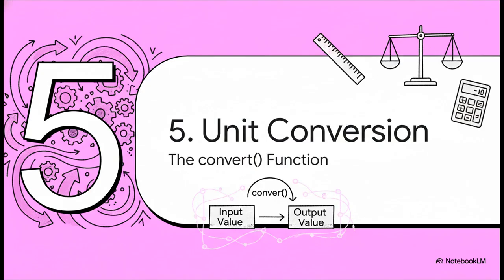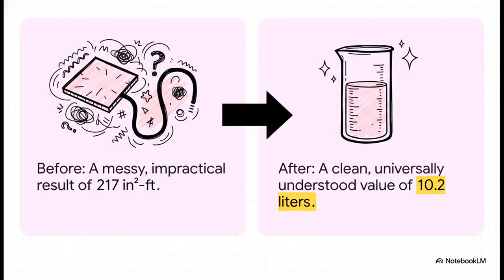And this is where we level up. This is where we go from just fixing errors to actually mastering the units in EES. We don't just want an answer that's technically not wrong. We want a result that's meaningful, professional, and easy to understand. And for that, EES has one beautiful, incredibly simple function that makes it all possible. This is the transformation we're talking about. We're going from this messy, bizarre 217 inch squared feet to a clean, standard, professional-looking 10.2 liters. So how do we bridge that gap?